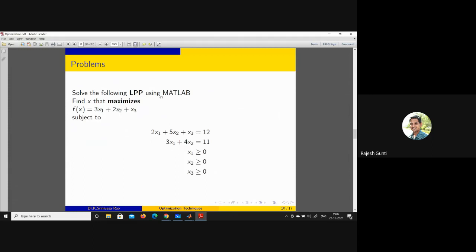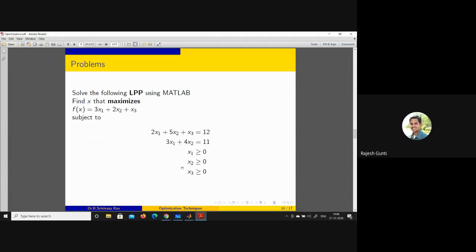Solve the following LPP using MATLAB. Maximize. Maximize means we have to convert it into minimize: minus 3x1, minus 2x2, minus x3. F we have to take as minus 3 semicolon, minus 2 semicolon, minus 1. Like this only.